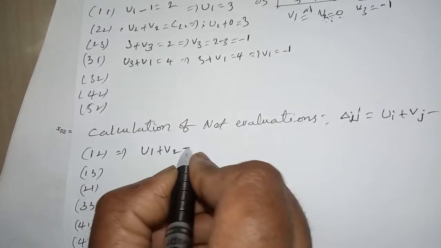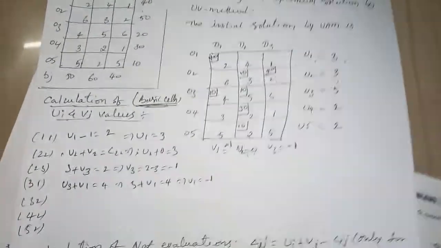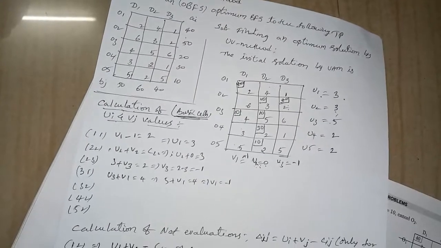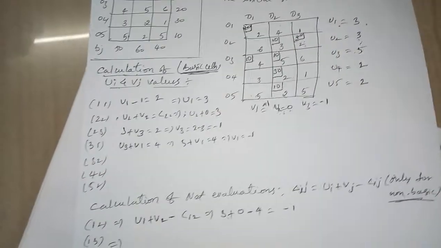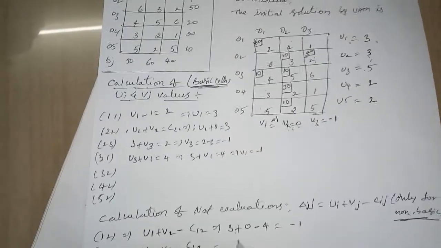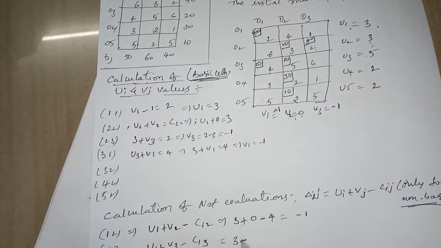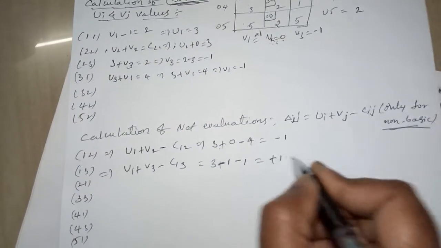U1 plus V2 minus C12. What is the U1 value? 3. V2 value is 0. C12, first row, second value, is 4. So 3 minus 4 is minus 1. Then U1 plus V3 minus C13: U1 again 3, V3 is minus 1 and C13 is 1, minus 1 minus 1 is minus 2, so 3 minus 2 is plus 1.